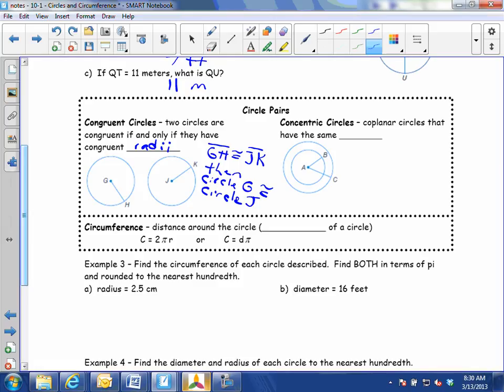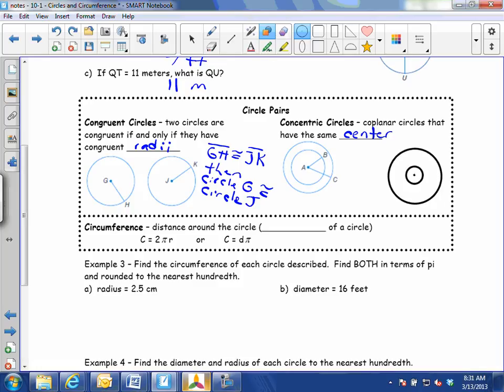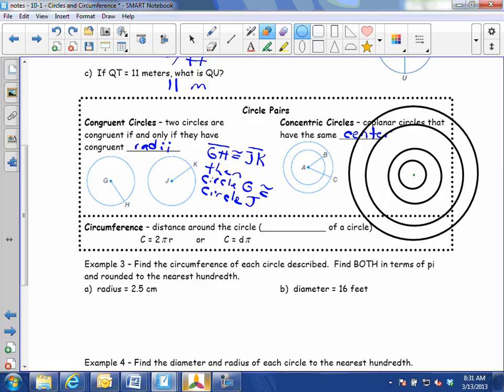And concentric circles are coplanar. What does coplanar mean? It means they're on the same plane. So coplanar circles that have the same center. They don't have to have the same radii. They could be right on top of each other. But as long as they share the same center, we say that they're concentric. It's like they make a bullseye, like a big bunch of concentric circles. As long as they start at the center and go out, we can make a bullseye, and they would all have the same center.